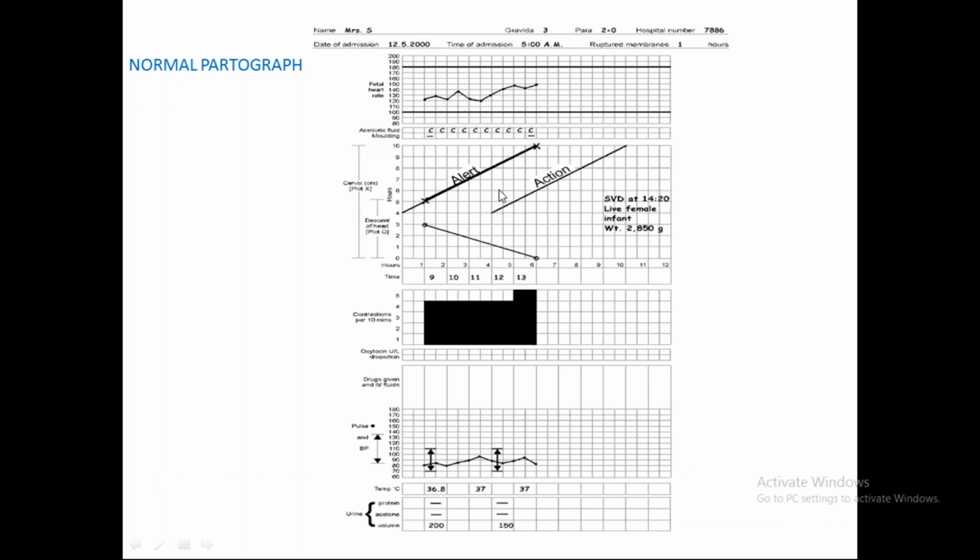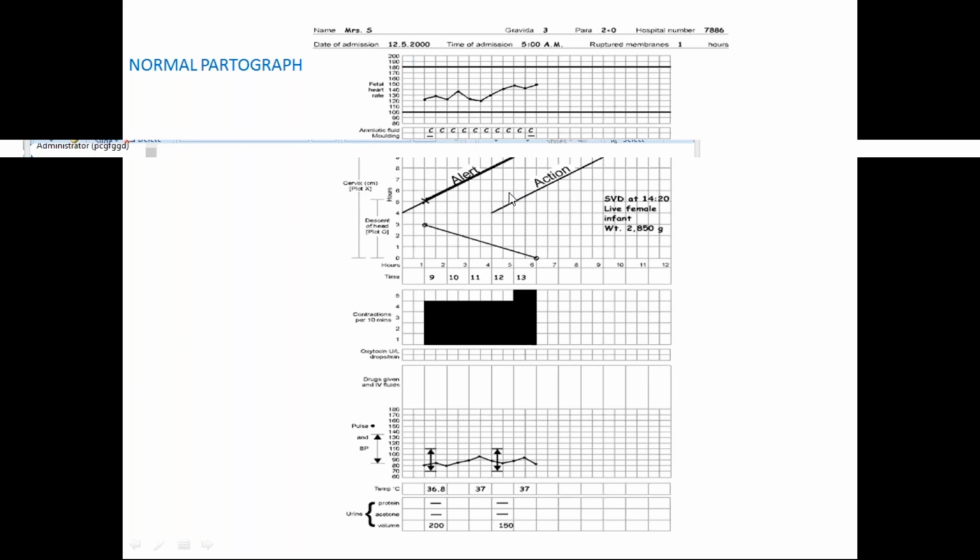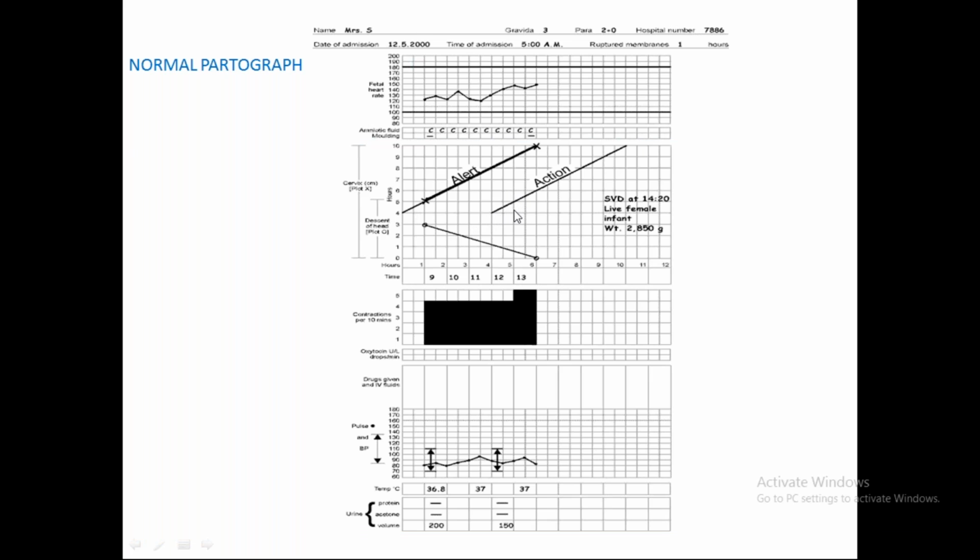What is the action we have to take? Either we have to give oxytocin, or we have to assess whether she can deliver or not, or we have to increase the syntocinon, or rupture the membranes. If the graph is coming under the action line, immediately we have to do some action. That is, we have to terminate the pregnancy by cesarean section.